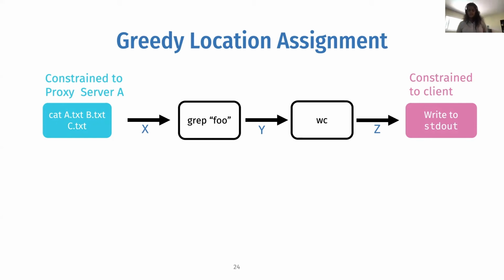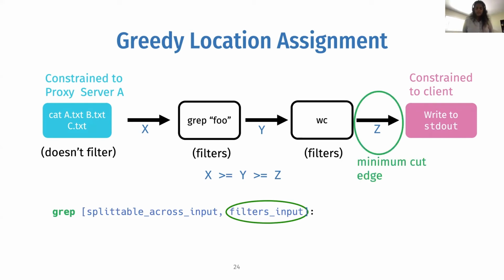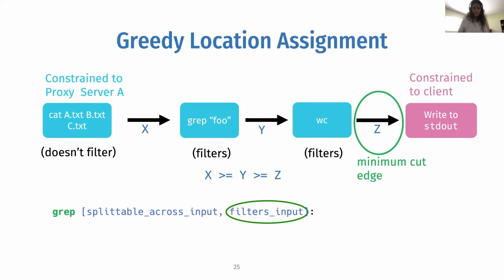So instead, POSH uses metadata from the annotation, which specifies if a command is likely to filter its input and produce less output. POSH uses this to determine a relative ordering of the edges. It knows cat doesn't filter, while grep and word count both produce fewer lines of output than input. So X is greater than or equal to Y, which is greater than or equal to Z. So now it knows that the minimum cut edge is here, and all of the nodes before the minimum cut should be constrained to run at the source location here at the server, and all the nodes after should run at the sink location at the client.